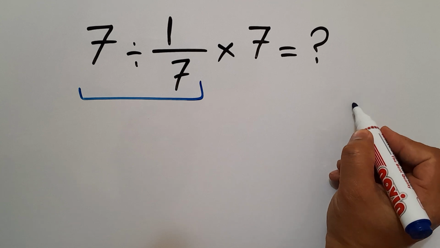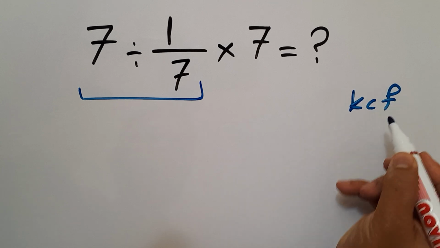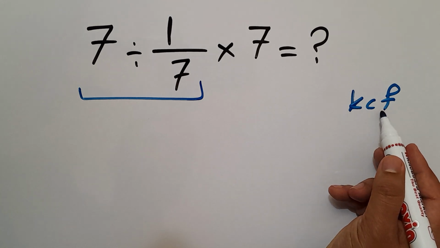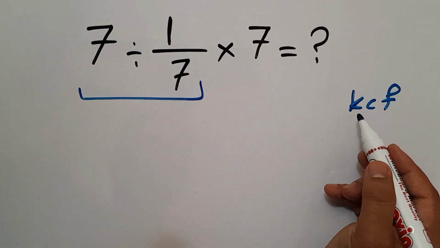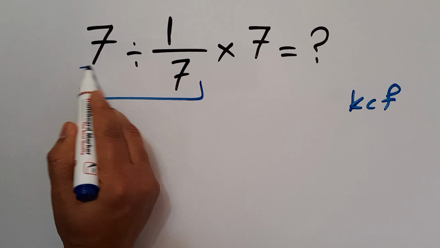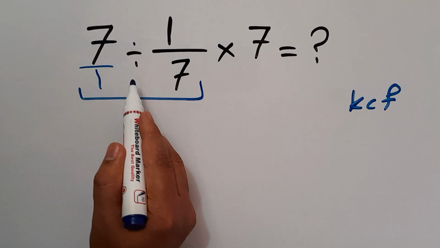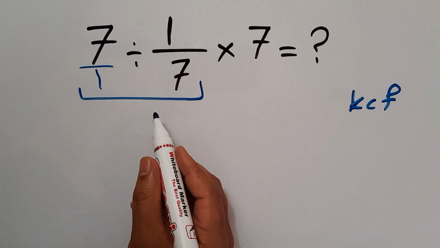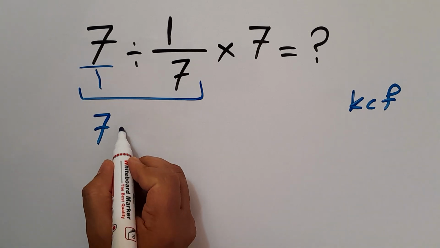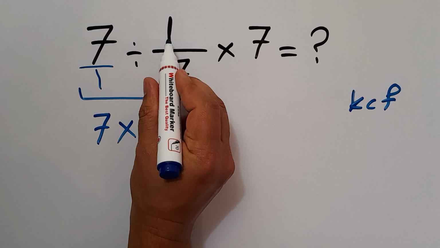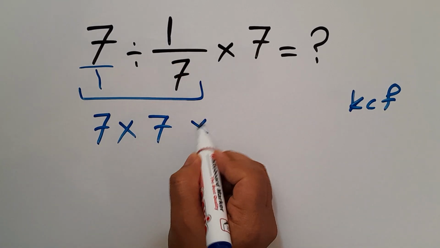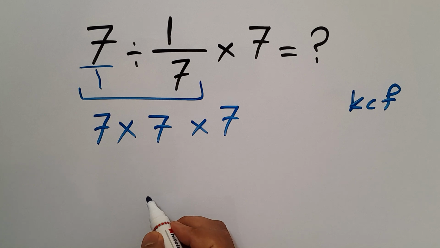According to the KCF rule, K stands for keep, C stands for change, and F stands for flip. Keep the first fraction, which is 7 over 1. Change division to multiplication and flip the second fraction. We can write 7 times just 7, and then times 7 again.